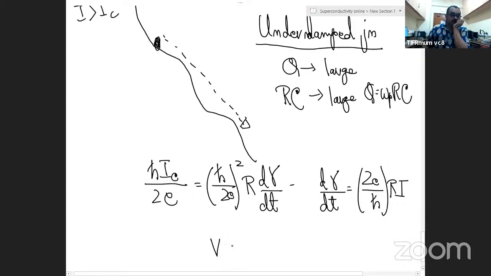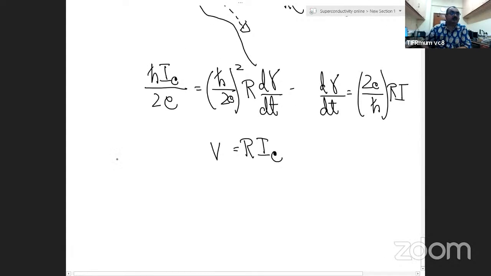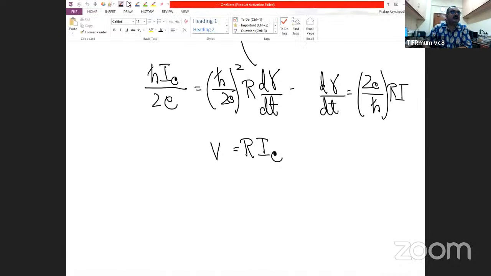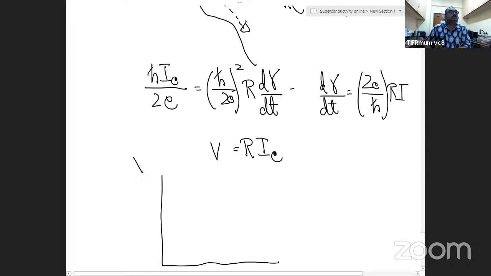So therefore, I will get a voltage which is R into IC abruptly, the moment these balls start rolling. So now if I plot, and it will become obvious why we did the mapping in the next step. So voltage as a function of current.